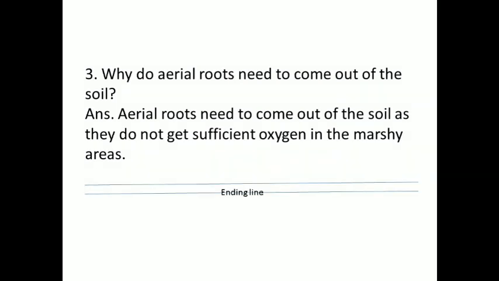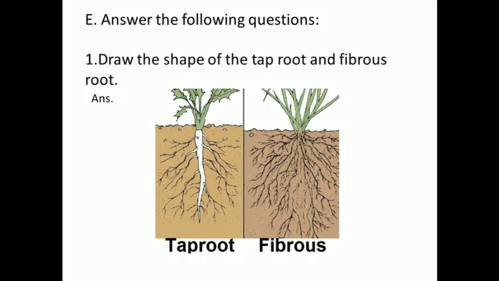Okay, now next question. Here they have asked to draw the shape of the taproot and the fibrous root. So there's this picture given in your book. You can just copy it down as it is on the blank page. You will write the question on the ruled side. You can write it over there, or you can even write above the diagram.